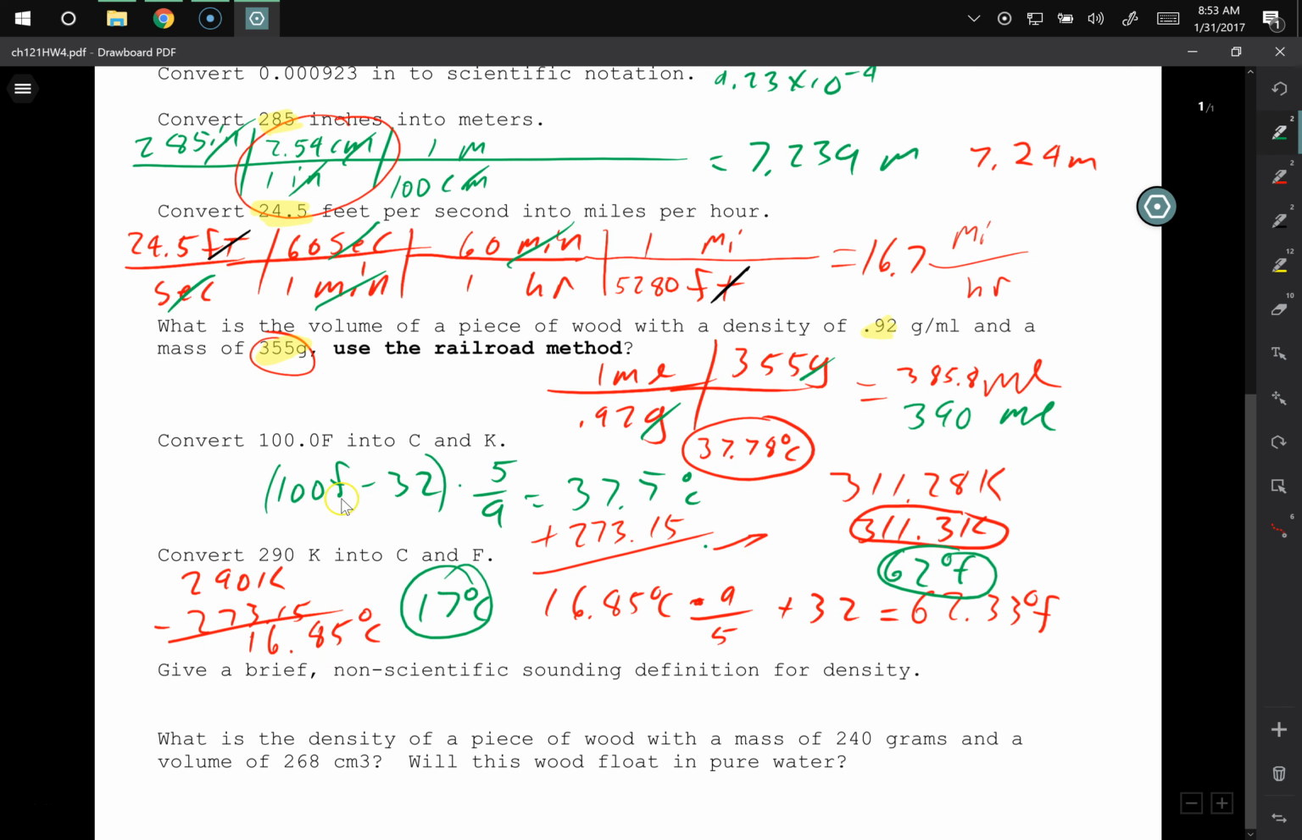What do you got for this next one about a brief, non-scientific sounding name or definition for density? When you think about something dense, what kind of things come to mind? How compact something is. That's great. I like that. How compact something is.